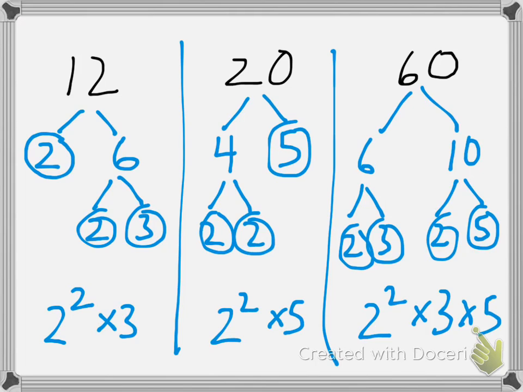Now we're going to multiply the most of each one. So we have 3 different ones that have 2. We'll use the first one. Since they're all the same, we can use any one. We have 2 of them that have 3. We can just use the first one. We have 2 of them that have 5, so we can use the first one. So we have 2 squared times 3 times 5.